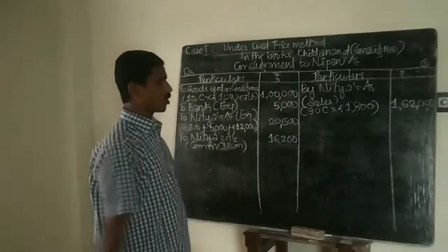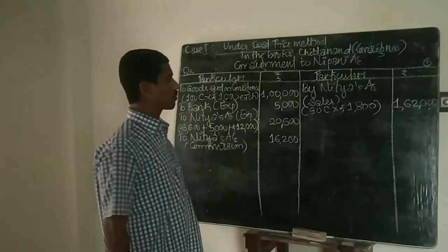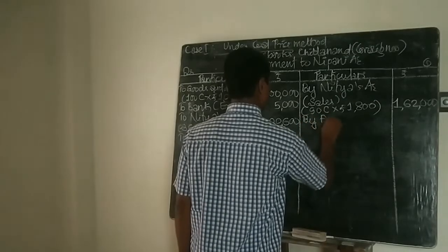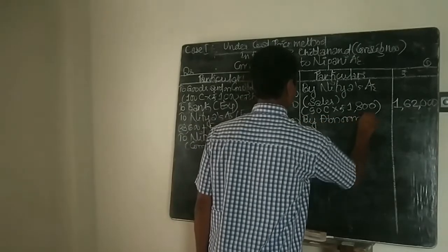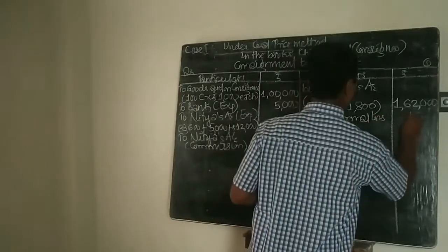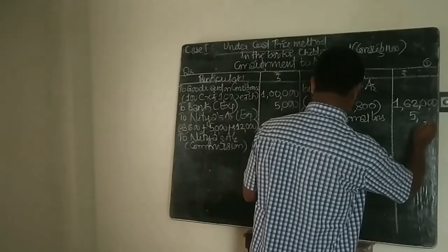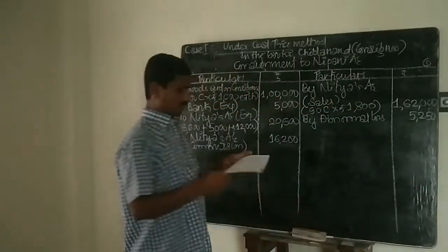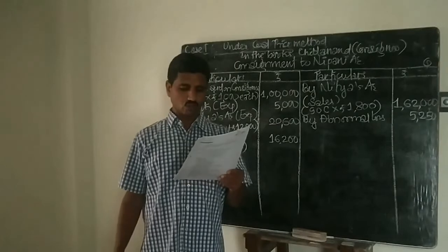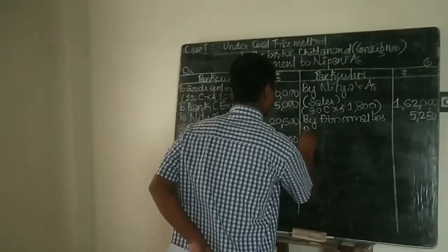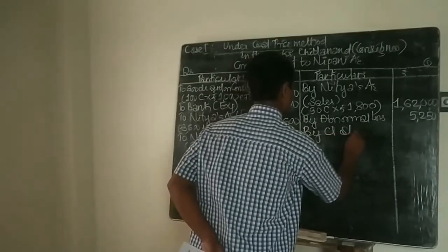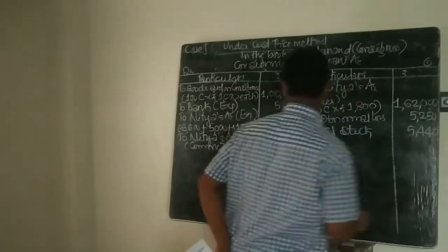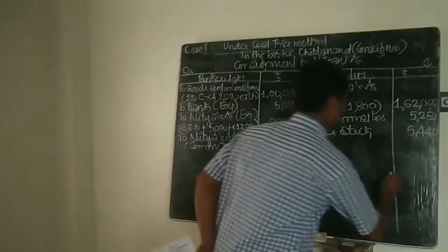Now we need to record the abnormal loss. When the abnormal loss is recorded, there will be abnormal loss account debit to consignment account. So consignment account is credited by abnormal loss, here it is 5,250 rupees. Then next we need to record the closing stock here. By closing stock, that has come to 5,440 rupees. When you compare here, I think the credit side is more here.